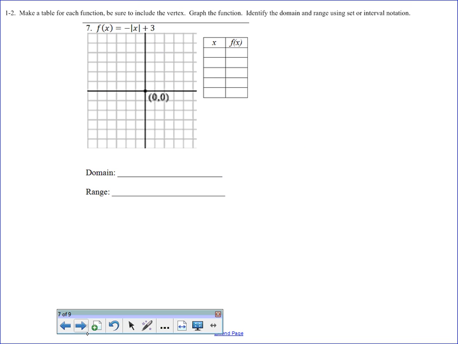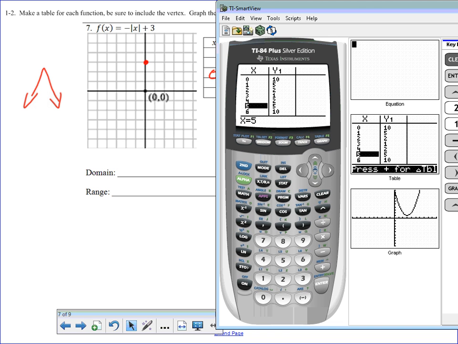All right, so this one, make sure to use a table. Show where the vertex is going to be. This is an absolute value, so I know I'm going to get the V shape. But it's negative out front, which means that instead of opening up, it's going to open down. And +3 means it's going to be shifted up 3, which means that this point is going to be on it. So (0, 3) is going to be one of my points. And so what I want to do now is let's just go ahead and have the calculator give me the rest. Let's make my life easier.